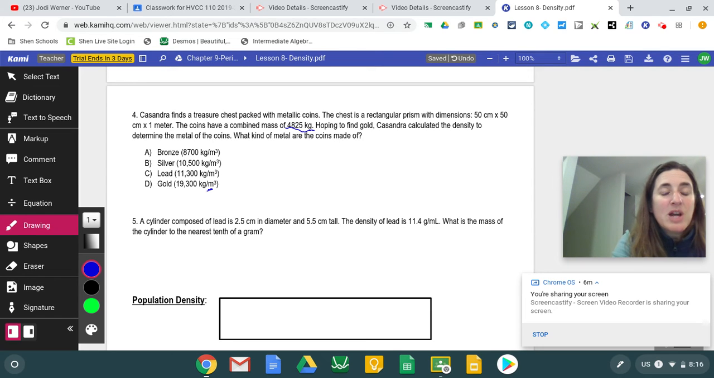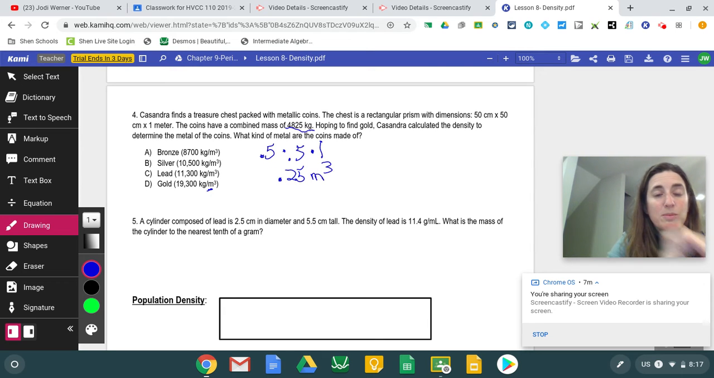Now, 50 centimeters is 0.5 meters. So I'm basically taking 0.5 times 0.5 times 1, which is 0.25, and that's meters cubed. That's my volume of the rectangular prism.